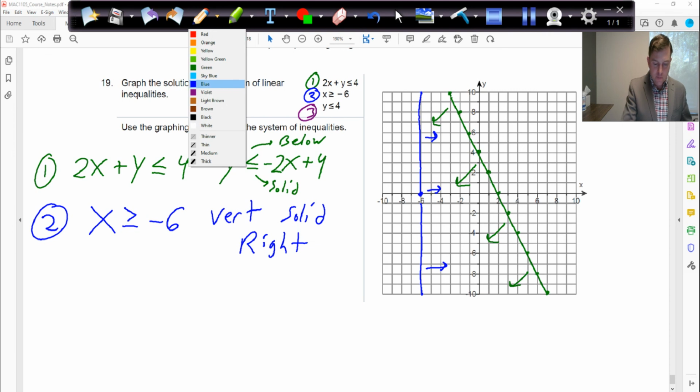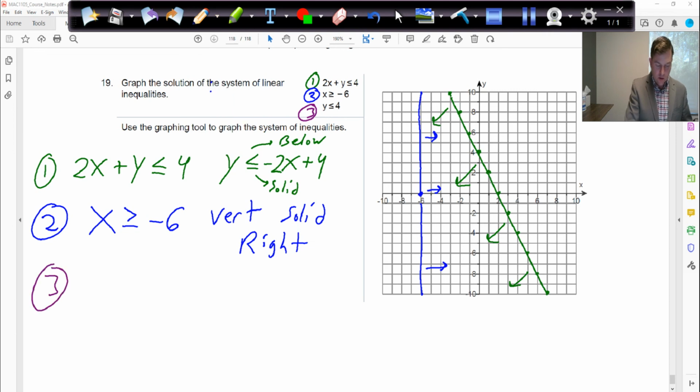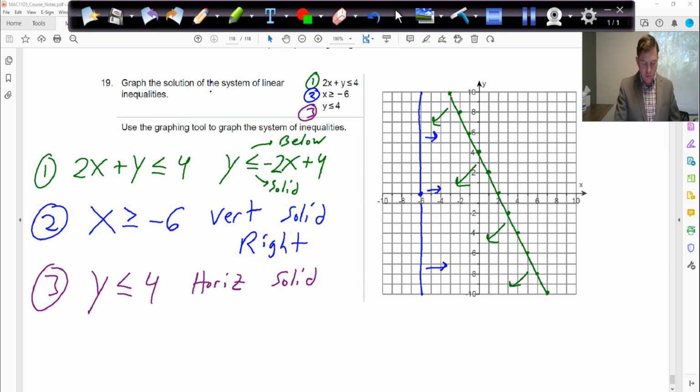Okay, last line. 3. Y should be less than or equal to 4. This is a horizontal line. It's also solid. And less than 4 would be below 4. So we go to y equals 4. We draw a solid horizontal line, and we want to be below that line.